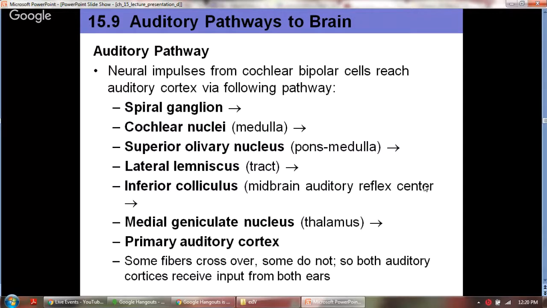The other important topic that we need to know about hearing is the auditory pathway. The neural impulses from the cochlear bipolar cells reach the auditory cortex via the following pathway: first the spiral ganglion, then the cochlear nuclei, the superior olivary nucleus, the lateral lemniscus, the inferior colliculus, the medial geniculate nucleus, and then the primary auditory cortex. Some fibers cross over, some do not. So both auditory cortices receive input from both ears.